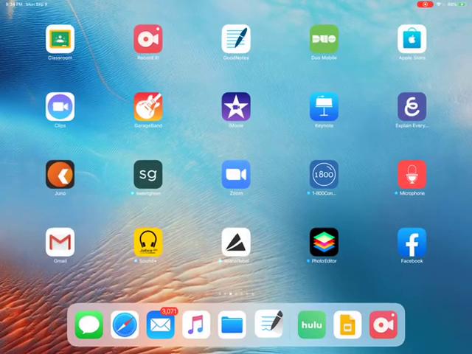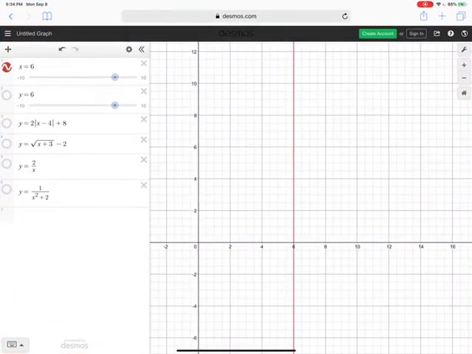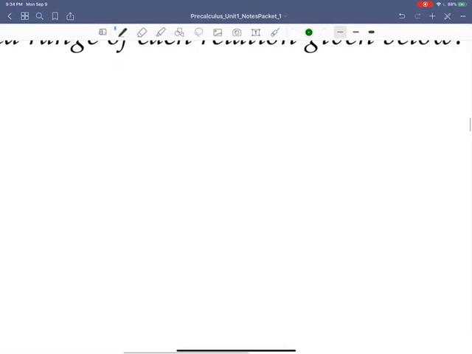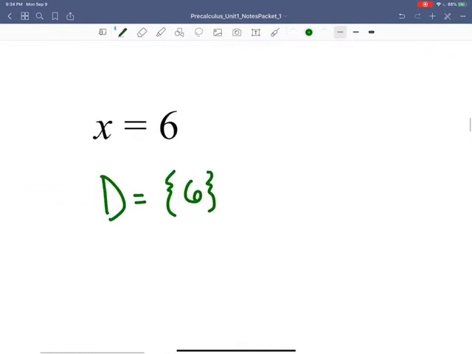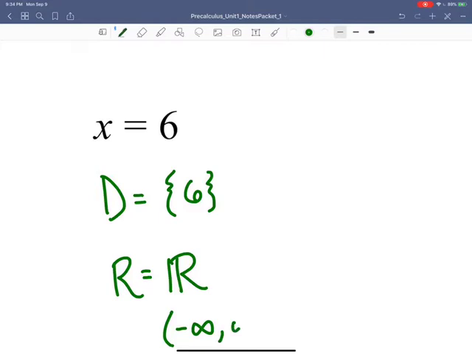Now if we look back here at the graph of x equals 6, we can see that we have every single y value from negative infinity to positive infinity. That means that the range of this relation is all real numbers, or we could write negative infinity to positive infinity.